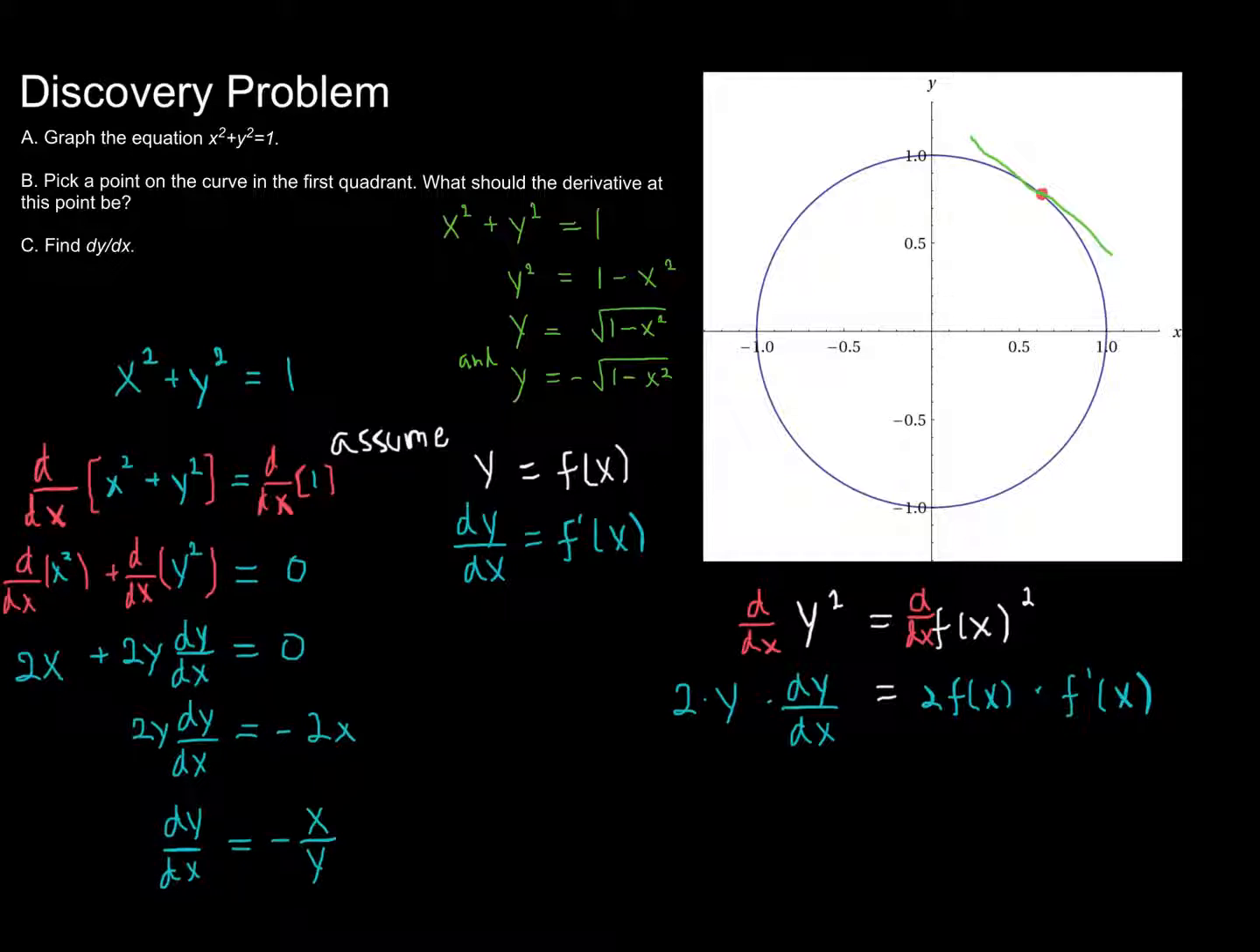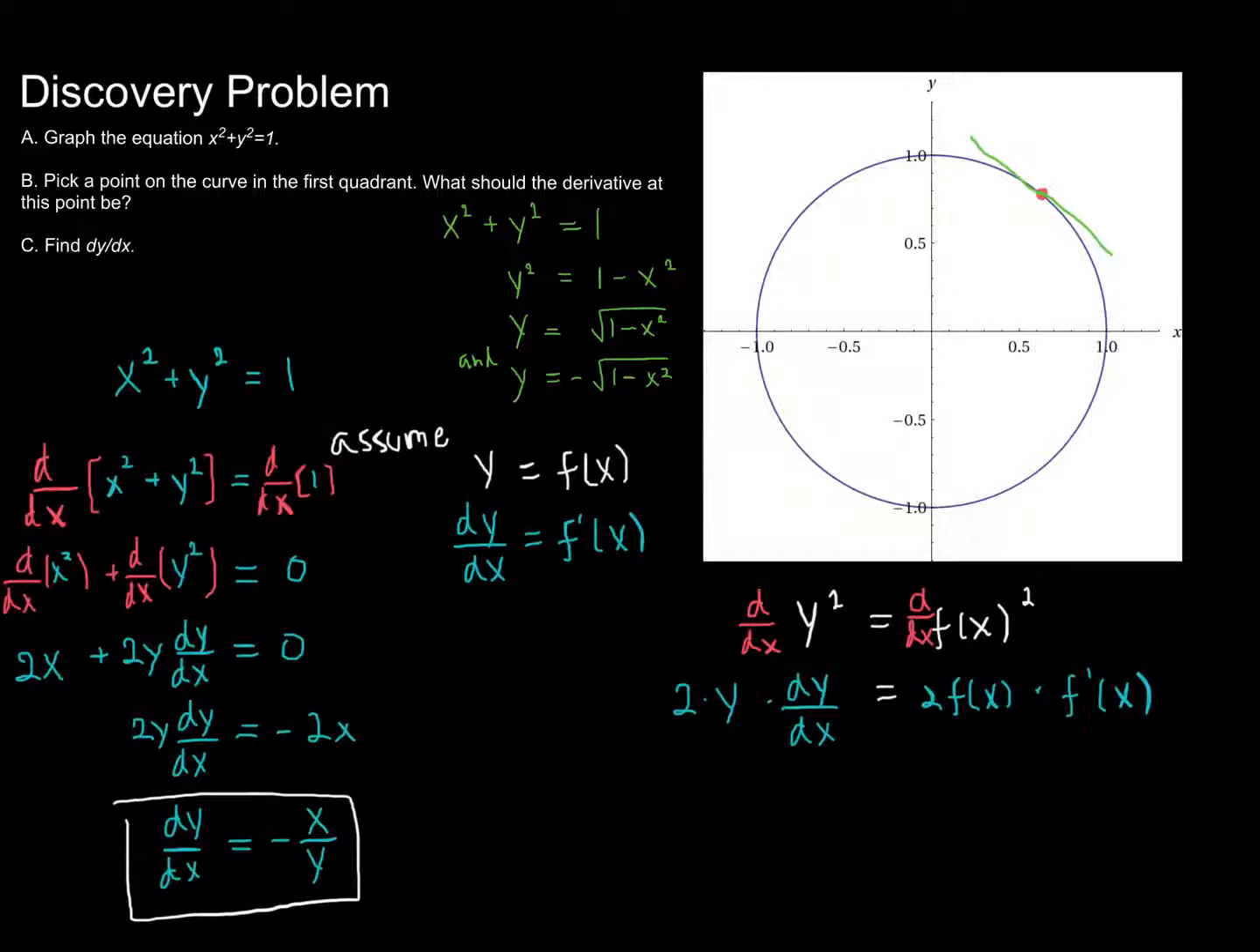Okay, so when you do that, subtracting 2x from both sides and then dividing by 2y, the 2's will cancel, and I'll be left with an expression, or in other words, an equation for the derivative of y with respect to x, which is that the derivative of y with respect to x at any point, which has an x and a y value, is negative x over y.